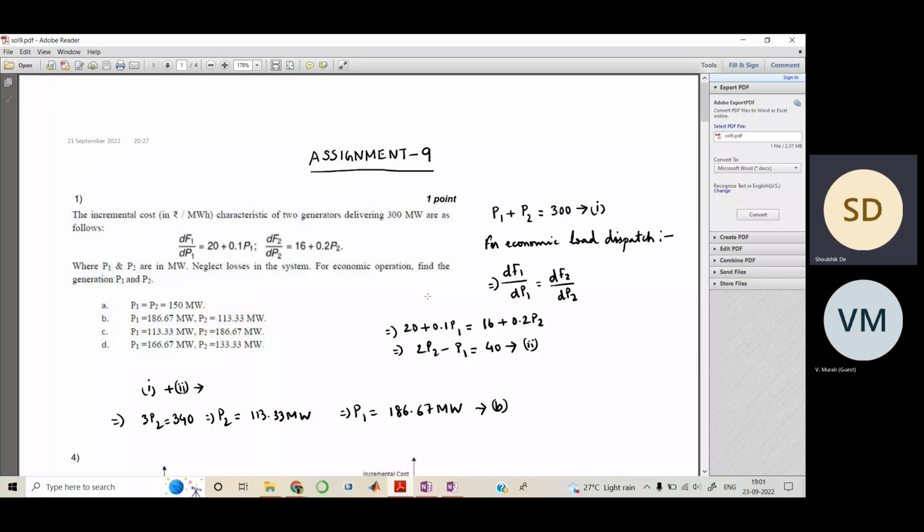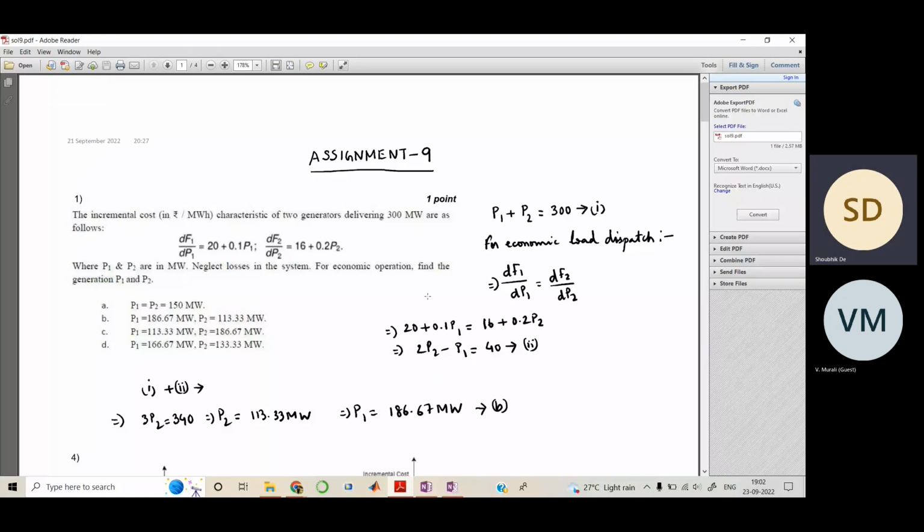As was the theme with the previous assignments, we will be looking at some of the typical questions of this assignment too. So let us first look at question 1.